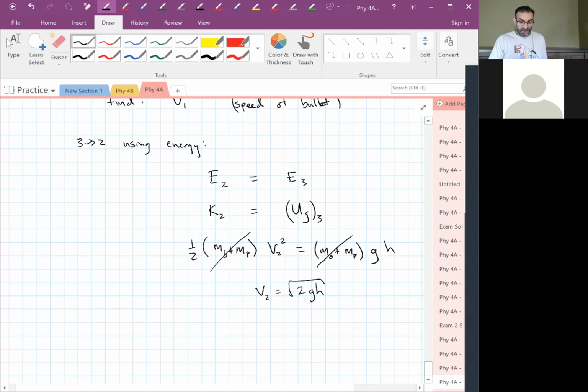So we get the square root of 2gh as our velocity at time 2. That's the velocity of the pendulum plus the bullet, the split second after the collision, before gravity's had a chance to slow it down. Now we can go from 2 to 1 using momentum.